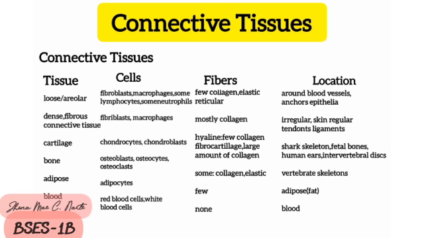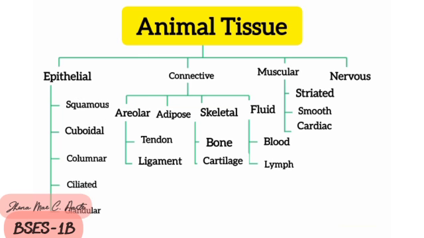Areolar tissue fills the space inside the organs. It is gel-like with both elastic and non-elastic fibers. Adipose tissues store fat molecules. In conclusion, we have seen and understood the types of animal tissues, their subclassifications, and their functions.